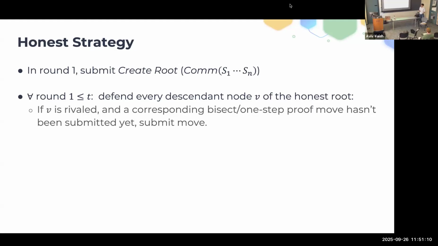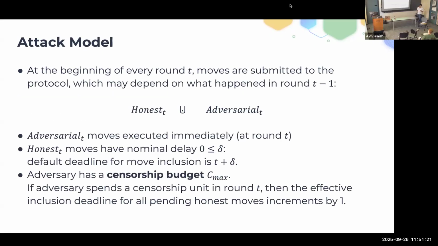Make sense? And parties know the honest root because they can compute the honest root. Yeah, the honest validators, they know everything, they're following the chain. Okay. Now, what is the attack model? Or what are we fighting against formally?